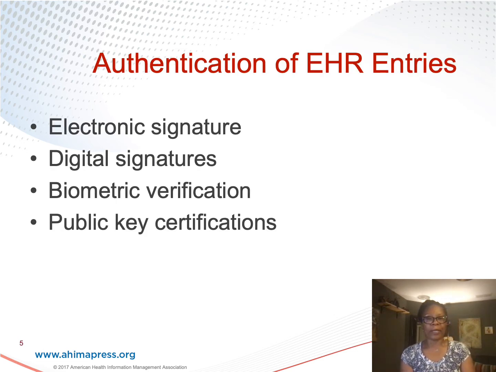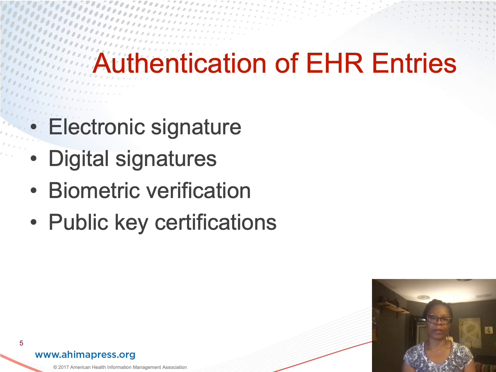Electronic health record entities are authenticated using electronic signatures, digital signatures, biometric verification, and public key certification. So let's talk about each one of these. The electronic signature is an electronic version of a handwritten signature. A digital signature is a number generated from an algorithm. The number is attached to the document, verifying what the originator intended to present.